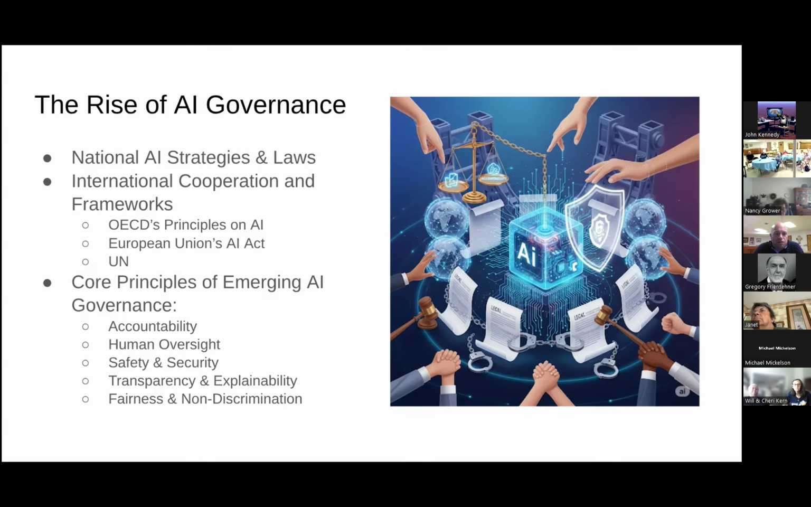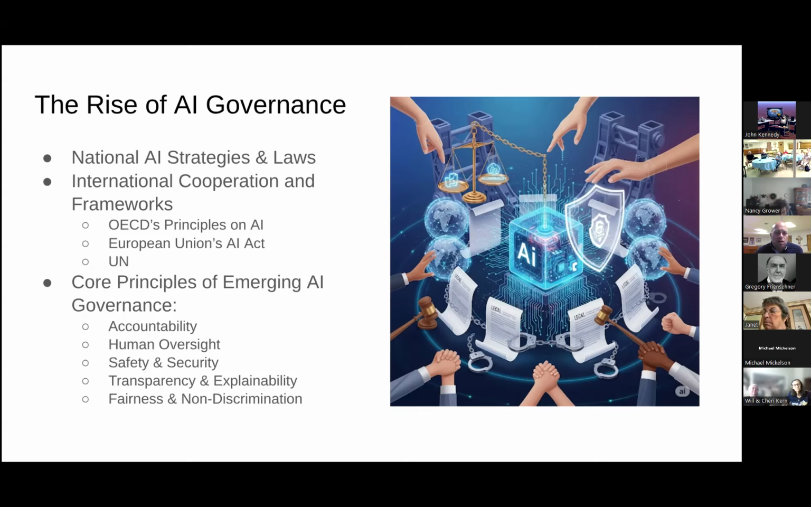Some examples of the international cooperation and frameworks are the OECD's principles on AI and the European Union's AI Act. It's a landmark piece of legislation aiming to regulate AI based on risk level, setting a global precedent. And then the UN is also actively involved in discussions about the ethical dimensions and global governance of AI. I can't see the UN enacting anything that would be enforced anywhere, especially in the US.